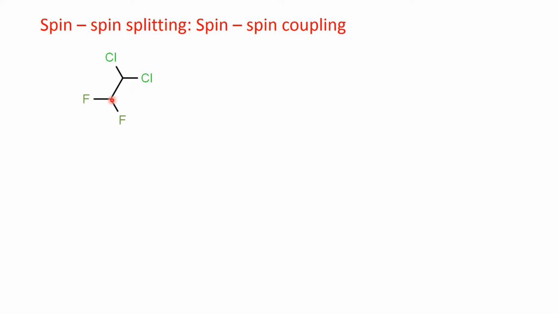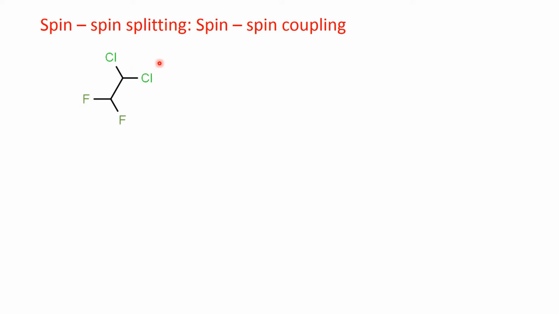Now what happened? The spin of this proton and the spin of this neighboring proton couple through the intervening bonding electrons. Because of this coupling, the magnetic field experienced by this particular proton will be modified by the magnetic field of this neighboring proton.